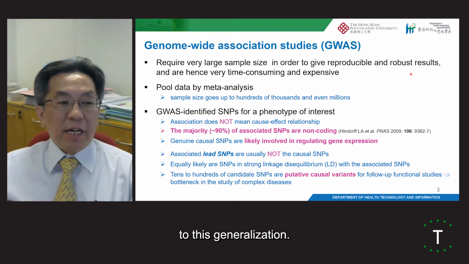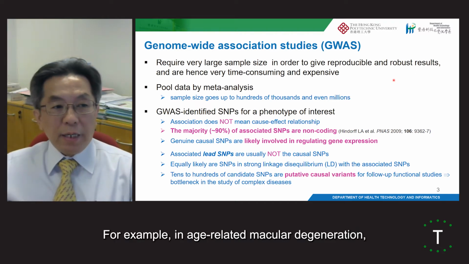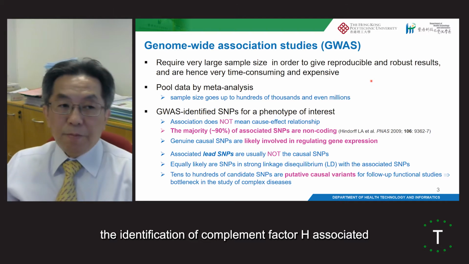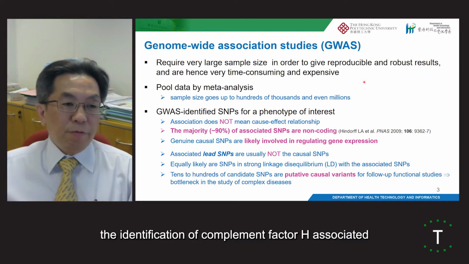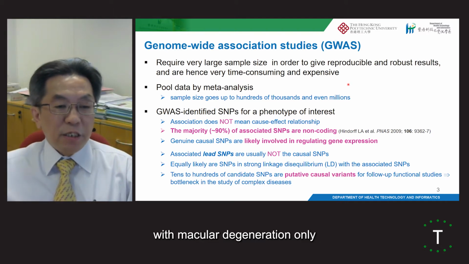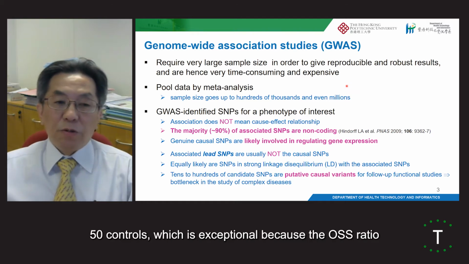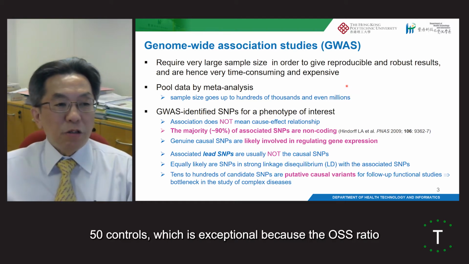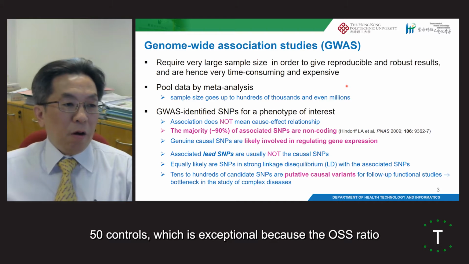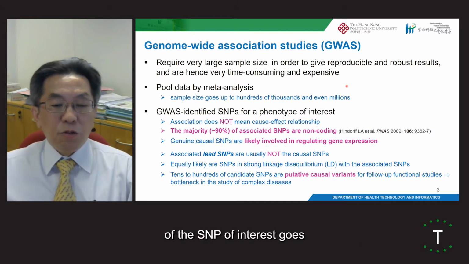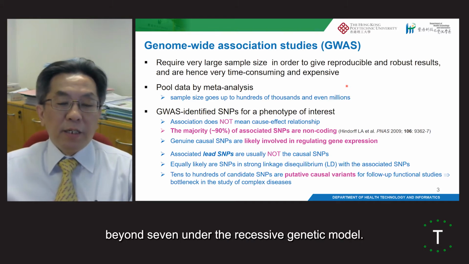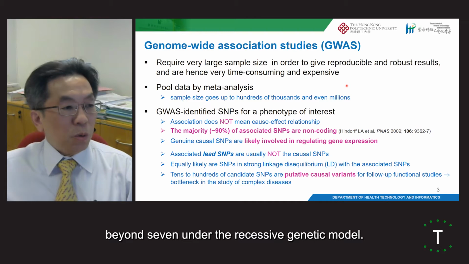For example, in age-related macular degeneration, the identification of complement factor H associated with the disease only required less than 100 cases and 50 controls, which is exceptional because the odds ratio of the SNP of interest goes beyond 7 under the recessive genetic model.